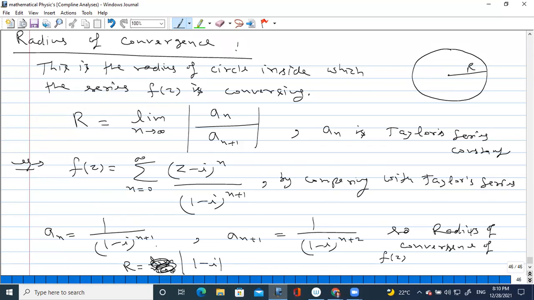You take the ratio of this: (1 - i)^(n+2) over (1 - i)^(n+1). So the n+1 power cancels and 1 - i is left. Now mod of this is how much? Under root of 1 plus 1. The answer is under root of 2. It means this value, root 2, is the radius of convergence.